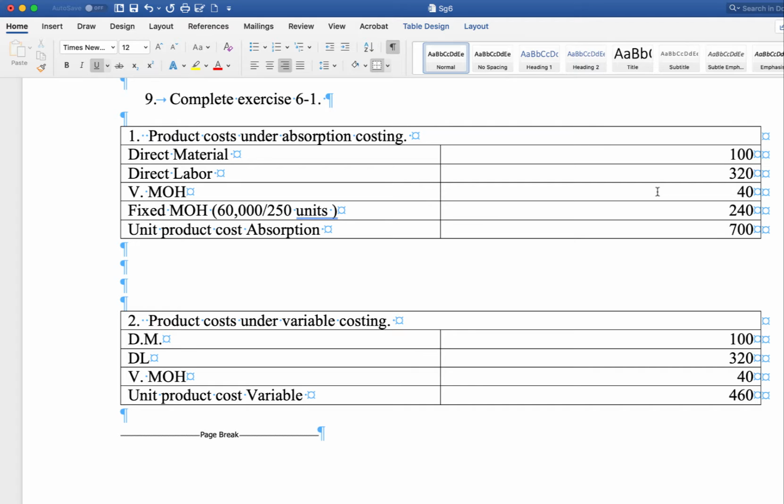The second takeaway is knowing that under this variable method, we only use variable product costs. Okay? Just because we're taking the fixed MOH, which is a product cost, and viewing it as being a period cost, that's okay. That's what we're supposed to do. But when you see the variable costing method and you have to calculate the unit product cost, never ever take a variable period cost and say, oh, it's part of my product, because it doesn't work that way. Okay?